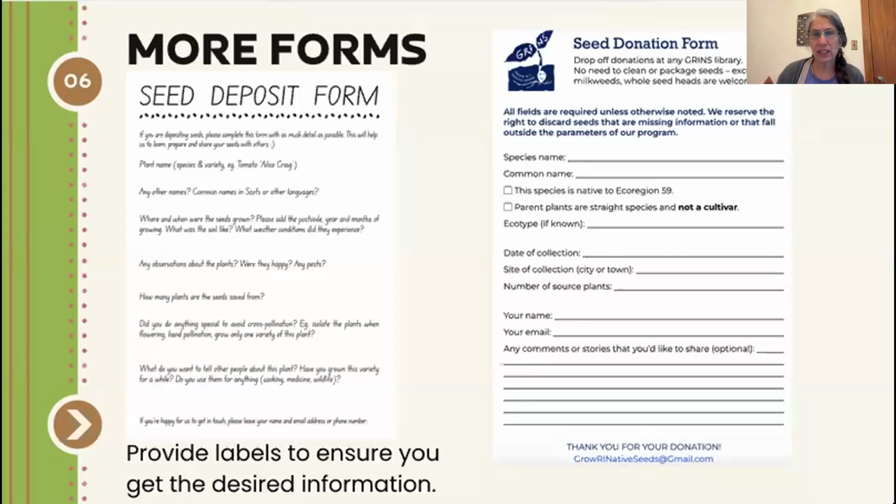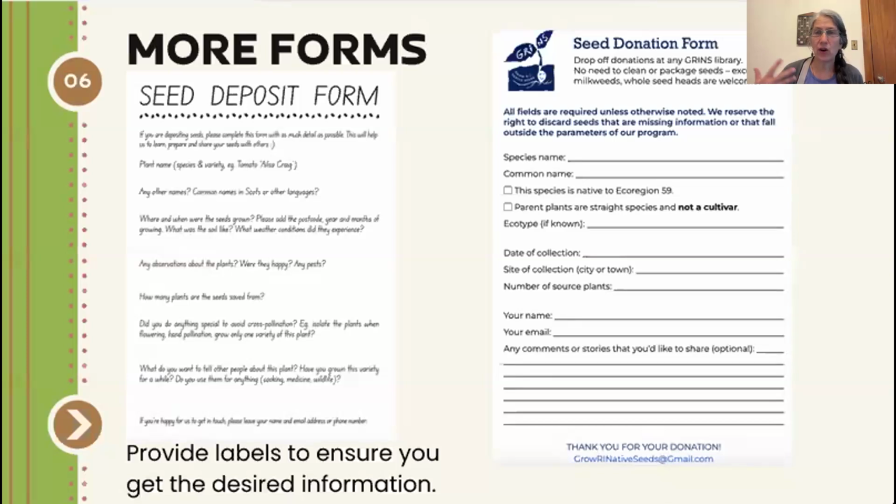And then the one on the right is from GRINS, the Rhode Island Native Seed Library Network. If you go to our website, seedlibrarynetwork.org, we have a section on other networks. Within there, you can see that Rhode Island has a network of about 14 different native seed libraries. So if you are interested in native seed libraries, you can look at some of the resources they have developed. This, once again, is their donation form.